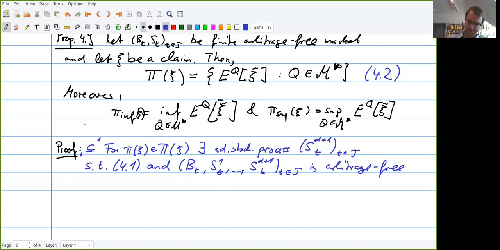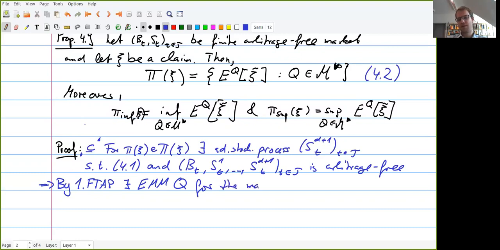Okay. But if the extended market is arbitrage free, this means there exist equivalent martingale measures on this extended market, by the fundamental theorem of asset pricing. They exist: an equivalent martingale measure Q for the market.